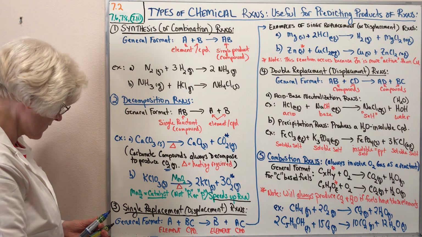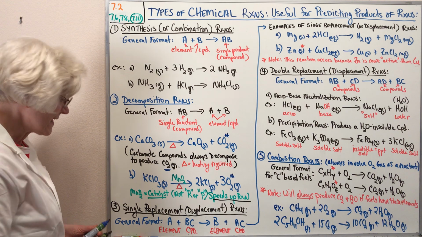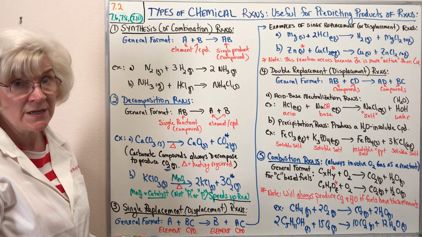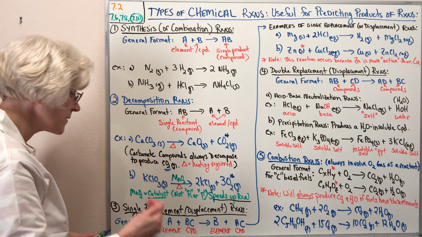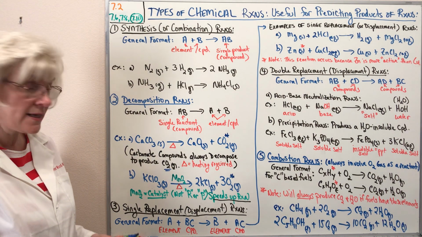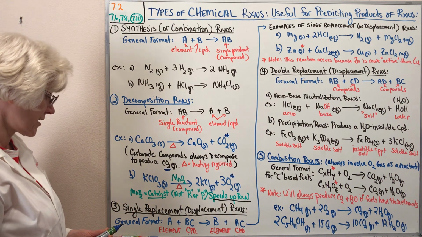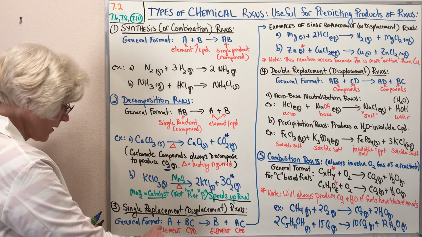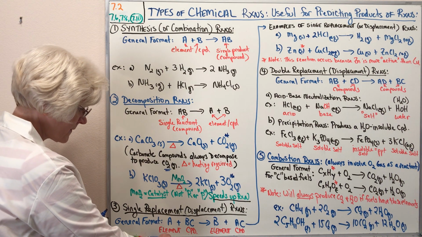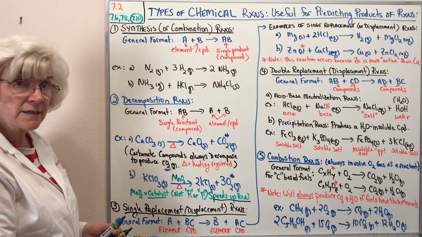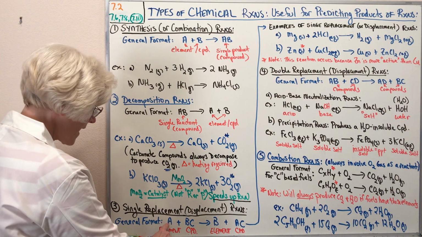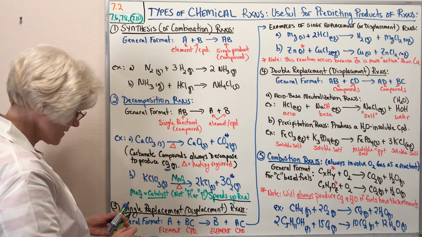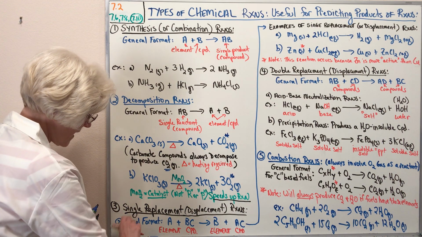The next category of reactions we're going to look at is single replacement, or you could call it displacement reactions. So single replacement reactions, alternate name, single displacement reactions. They have this general format where one reactant is an element, the other reactant is a compound, and the element displaces, in this instance, the positive part of the compound.